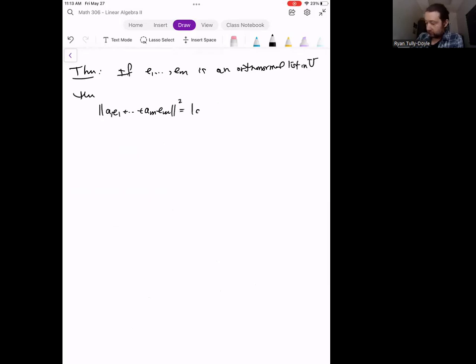This is equal to this expansion. So you can think of this as if I'm computing the norm of a linear combination of unit vectors, then I just take the squares of the coefficients and add them. It's particularly easy. This is a consequence of the Pythagorean theorem. So the proof of this is by the Pythagorean theorem.